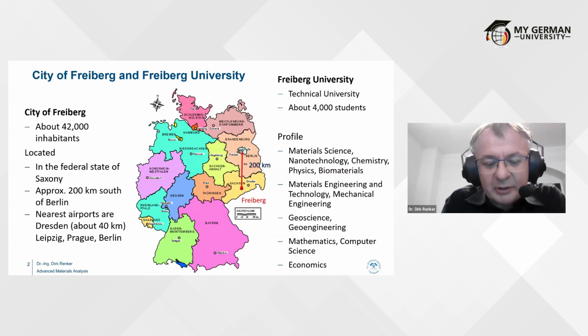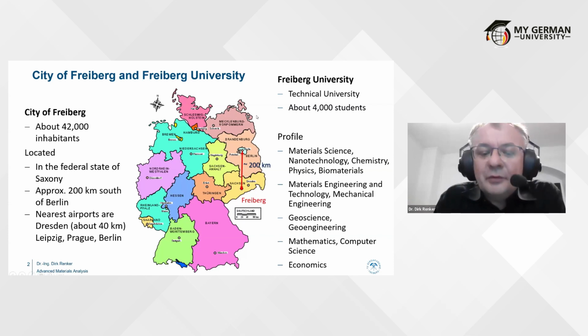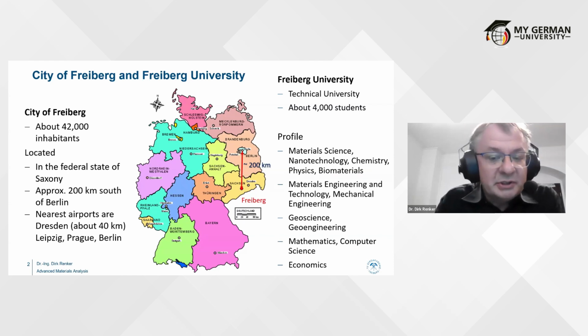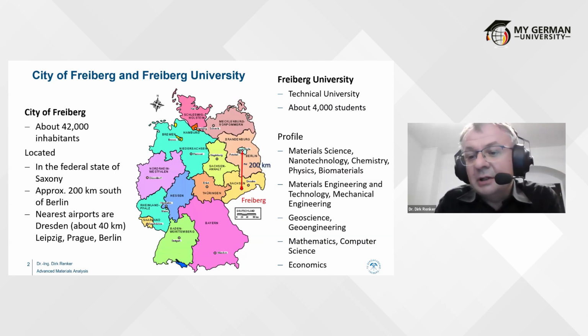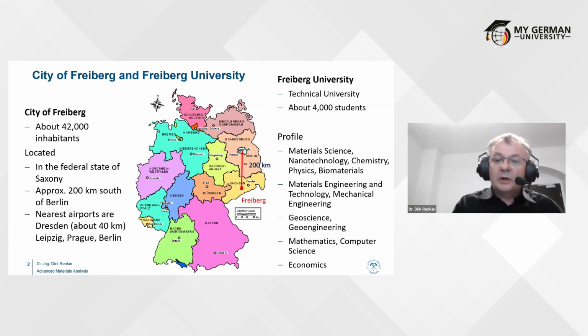The university in Freiberg is a little university, it's a technical university. We have about 4,000 students. You can see the profiles: we have the faculties of mathematics, informatics or computer science, economics, geoscience and geoengineering, mechanical engineering, physics, chemistry, and also material science and technology. Now it's, I think, a wide field.